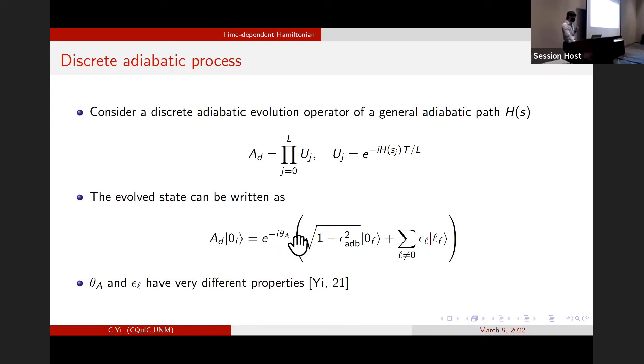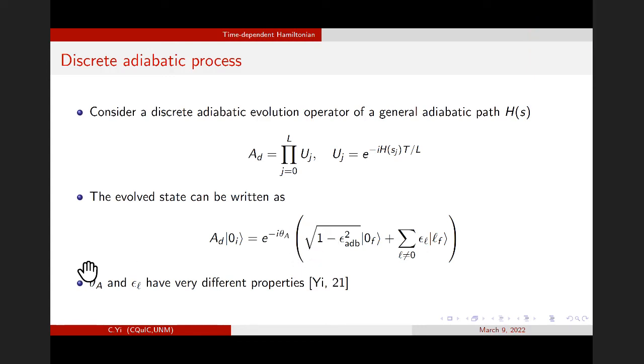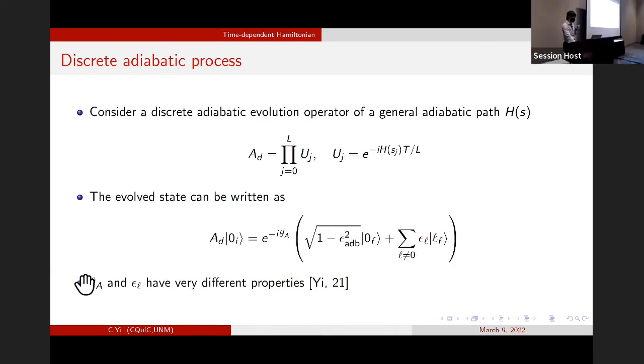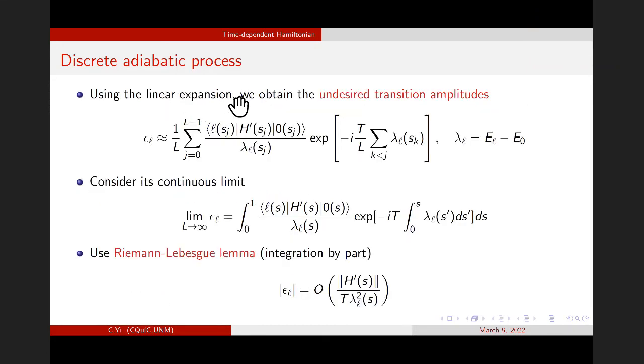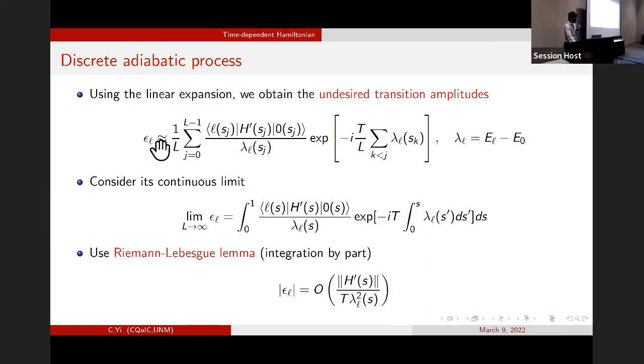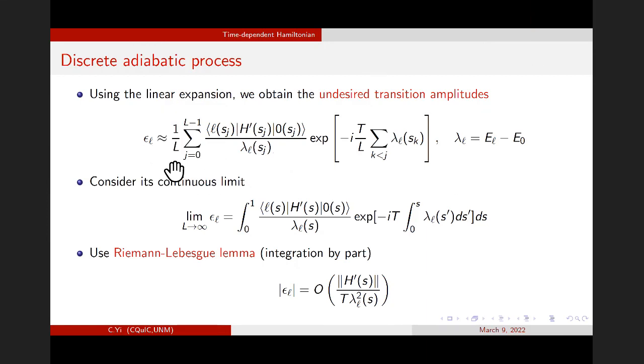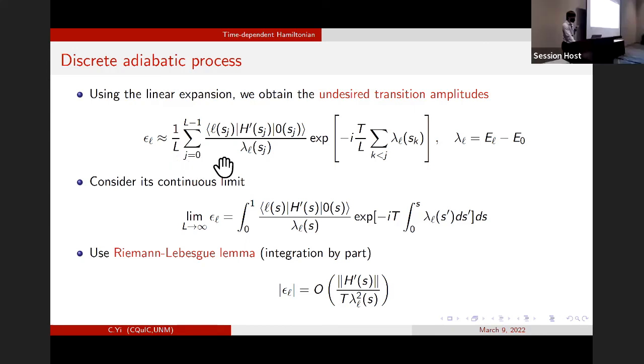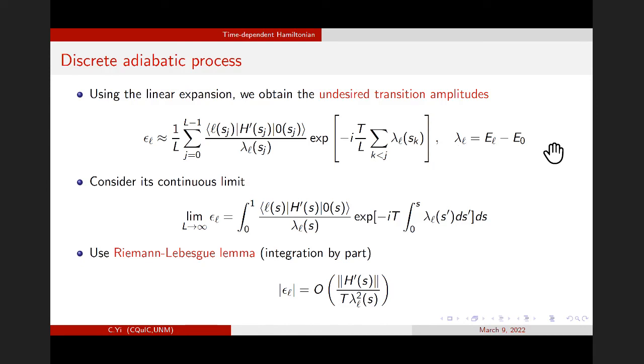And our conclusion is the function that determines the phase is a lot different compared to the function that determines amplitude, in the sense that one does not allow the time step to be large, but the other one does. And here's the meaning of it. So using linear expansion, we can see that epsilon L can be, up to the first order, written like this, where L is the number of steps, G is the index of the time step, lambda is the energy gap difference, and T is the total simulation time.